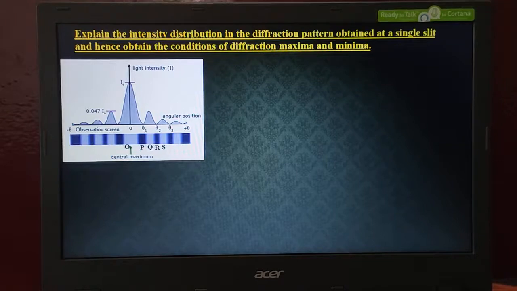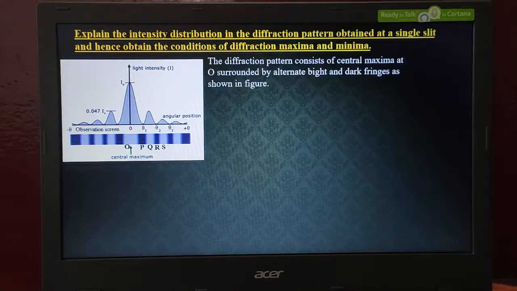Here the pattern we are getting: the diagram which is below the intensity distribution diagram is the actual pattern of diffraction of light. At the center O we are getting the central maximum, and P, Q, R, S are the consecutive bright and dark fringes. Here, what is the meaning of this?